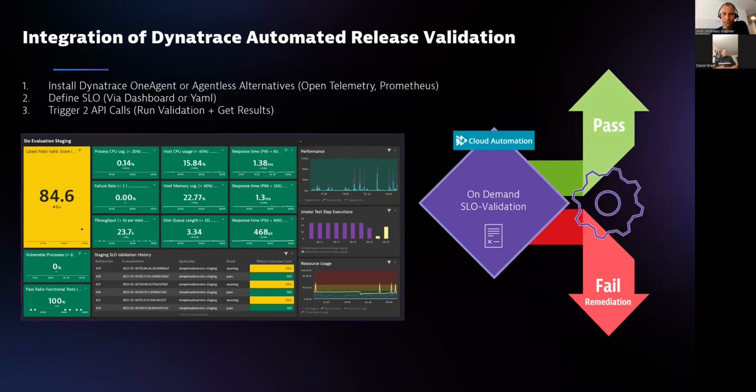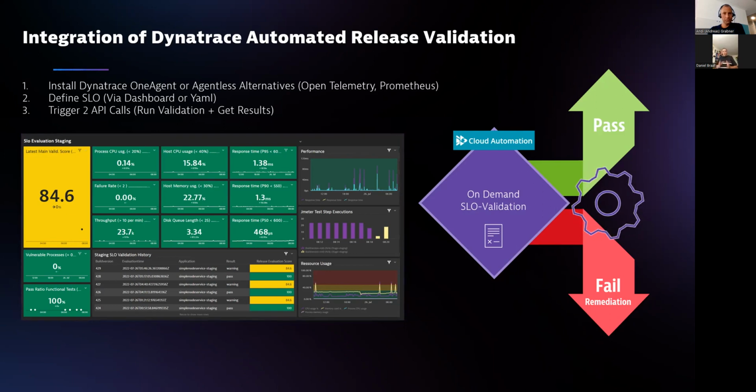Before we jump right into the live demo, I would like to point out that only 3 steps are needed to implement Dynatrace automated release validation into your infrastructure. We need to install a Dynatrace OneAgent or our agentless alternatives that we offer, such as OpenTelemetry or the connection with Prometheus. Then, as a second step, we need to define our service level objectives that we can do either via dashboard, for everyone that likes to use a user interface, or YAML for developers, for example, who don't want to leave the integrated development environment.